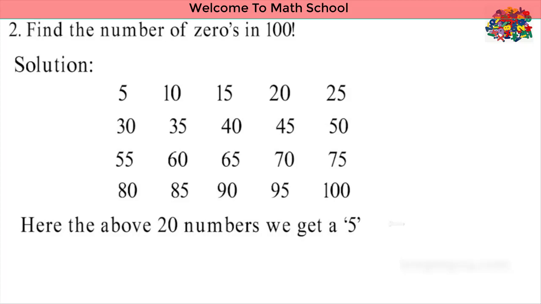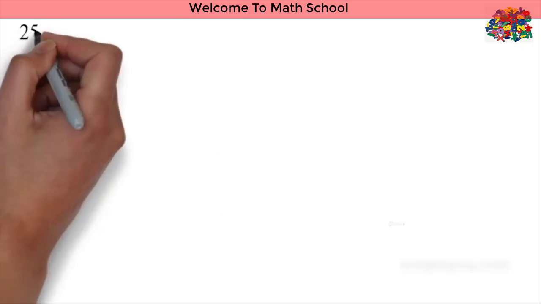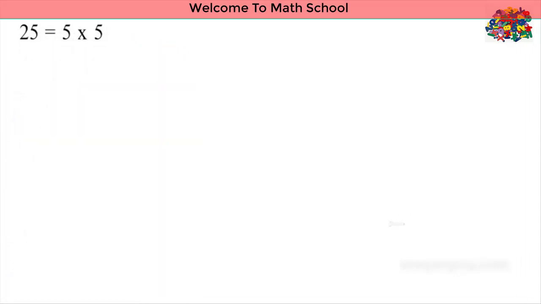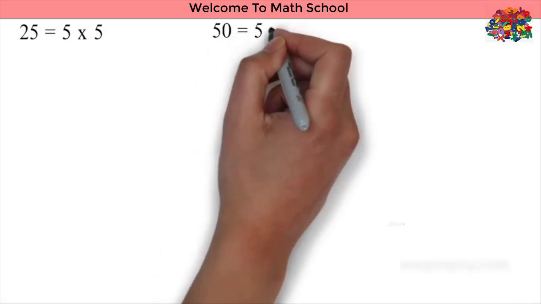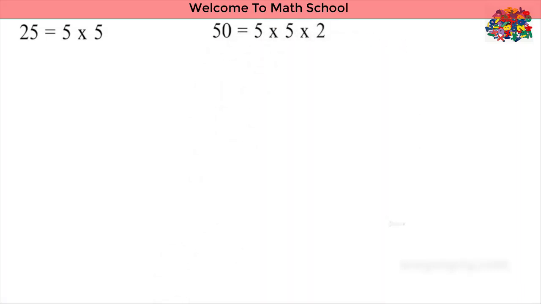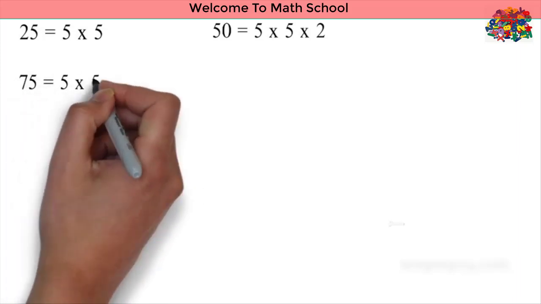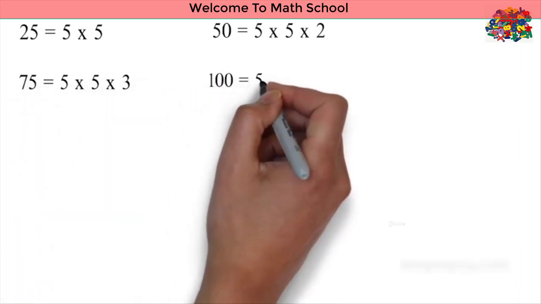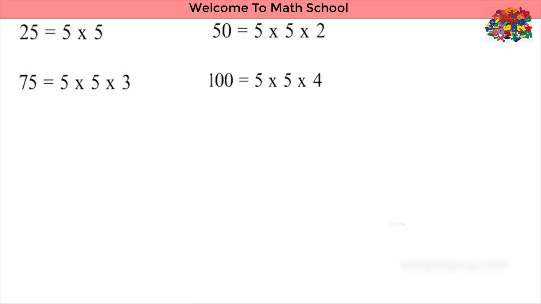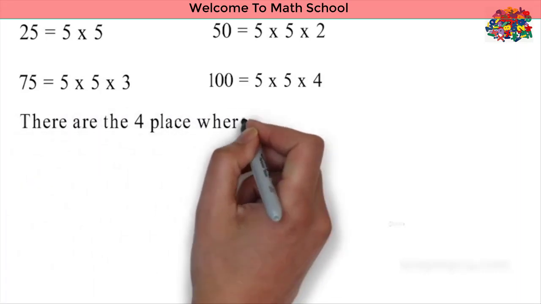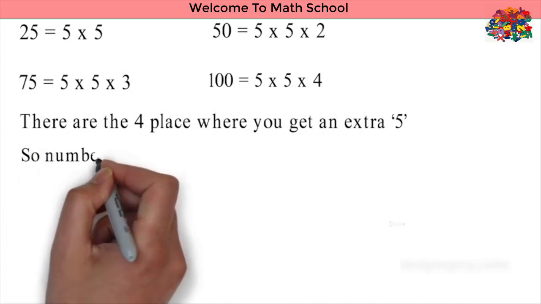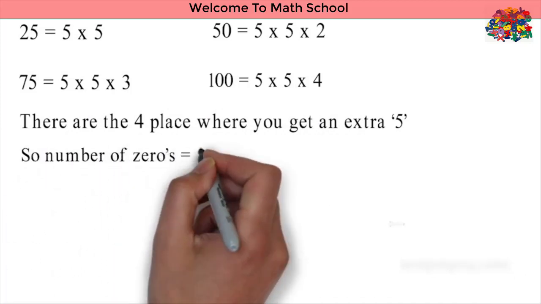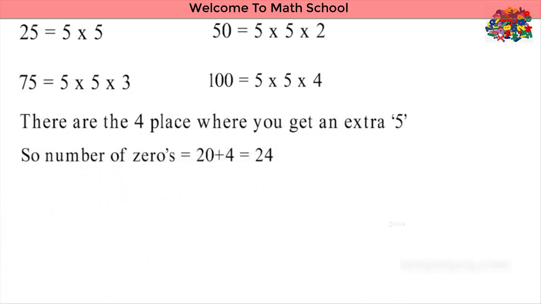Now there are some particular numbers where you will get two 5's, like 25, where you get 5 into 5, and then 50, where you get 5 into 5 into 2, then 75, where you get 5 into 5 into 3, and then 100, where you get 5 into 5 into 4. So totally you will get 4 extra 5's. So the total number of zeros will be 20 plus 4, which is equal to 24.